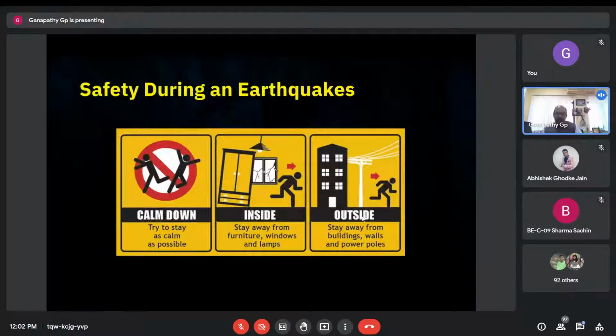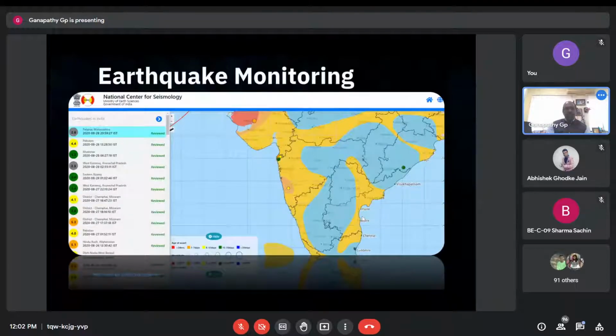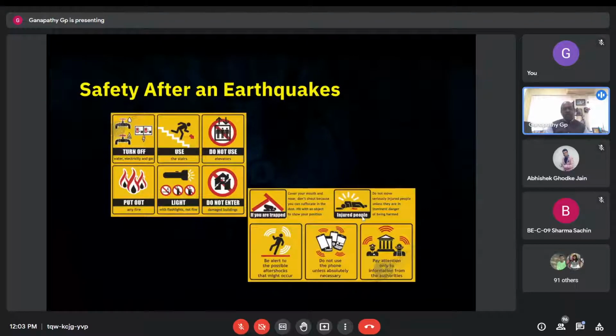And for safety during an earthquake, you have to calm down. If you are inside, stay away from furniture, windows, and lamps. If you are outside, stay away from buildings, walls, and power poles. Turn off your taps and fuels. Use the staircase; do not use the lift. Put out fires. You can use a torchlight. Don't use any matchboxes, because after the earthquake there will be a leakage of gas. So use only a torchlight. Do not enter damaged buildings.